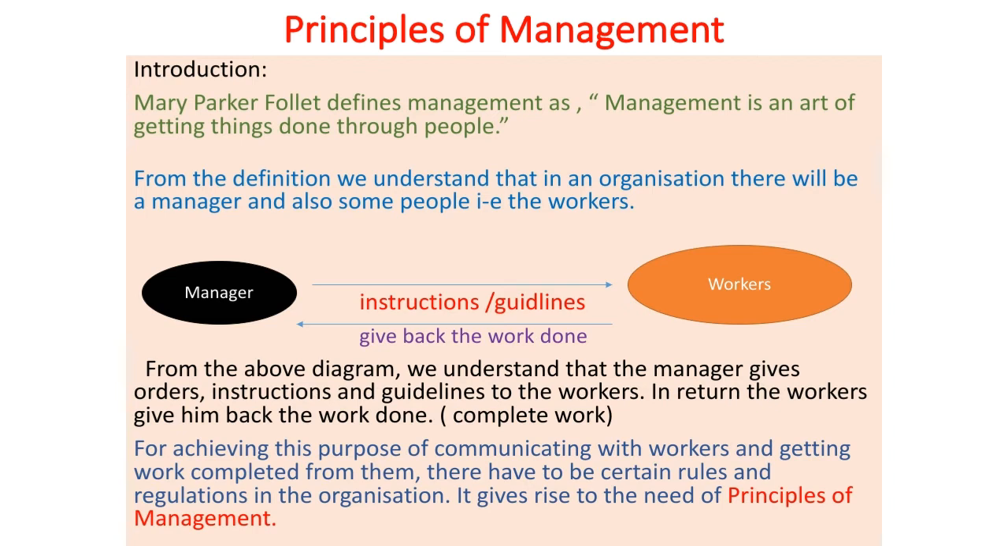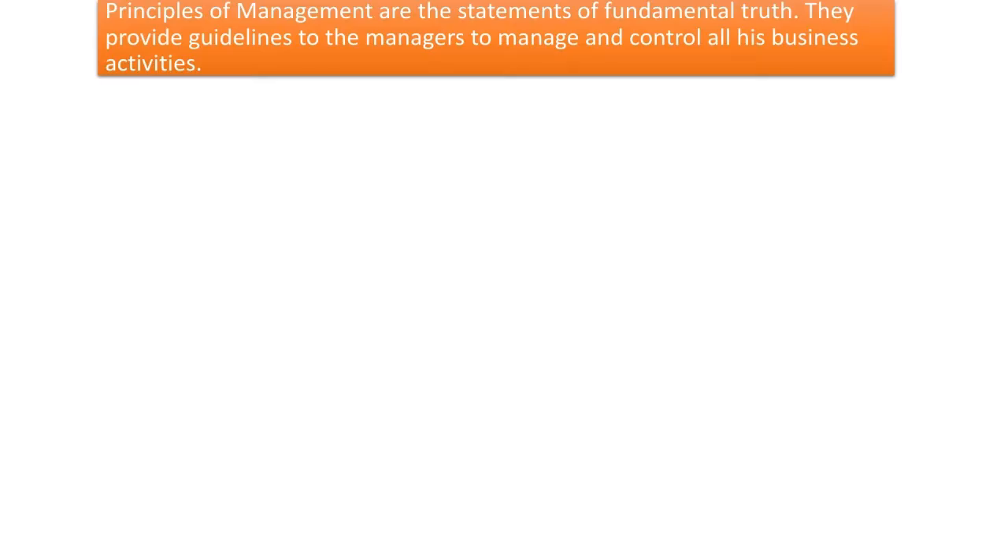Therefore, the rules and regulations have to be there in order to have a smooth functioning in the organization. Okay, so these rules and regulations in management are called the principles of management. Okay, now principles of management are the statements of fundamental truth. What are the principles of management?